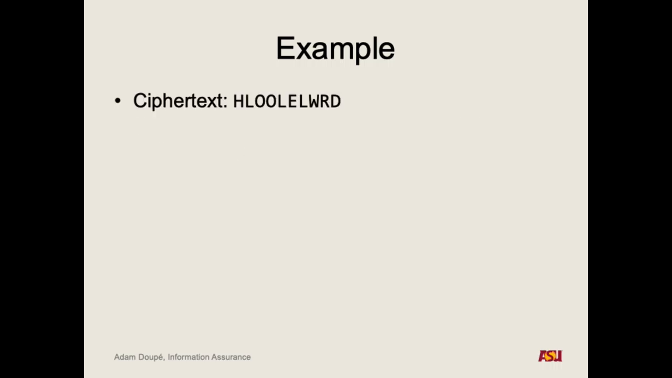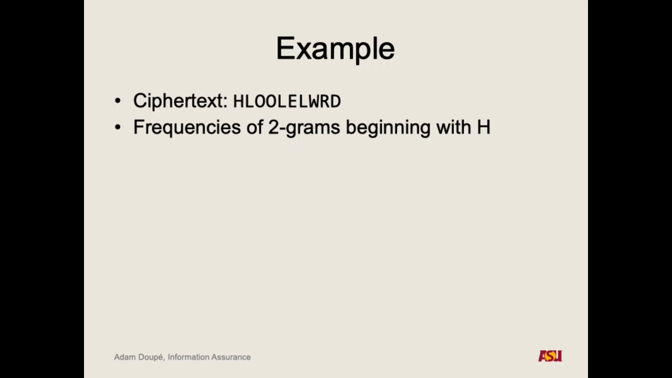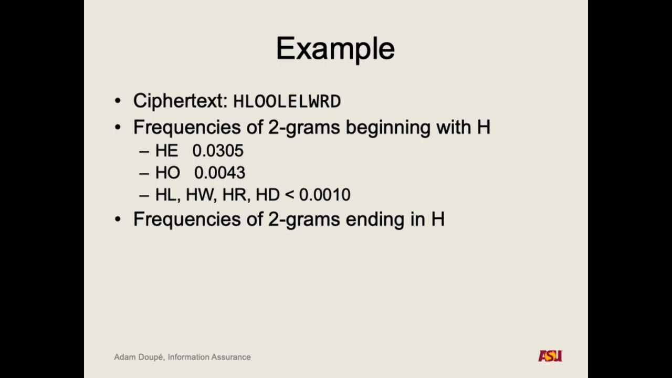Okay, so we can pop through this very quickly of how you would go about this. So we have our ciphertext that we just computed. We'd look at what are the most frequent two-letter occurrences in the English language that begin with H. Why do we care about that? Because we know that the first word starts with an H? Yeah, we think it starts with an H, right? So we want to figure out what of all of the rest of these letters are likely to follow that H, because then we can try to build the equivalent rail fence here. So we look at HE is 0.0305, HO 0.0043, LWRD, very infrequent. So this would probably recommend that this E should follow this H in whatever method that we're using.